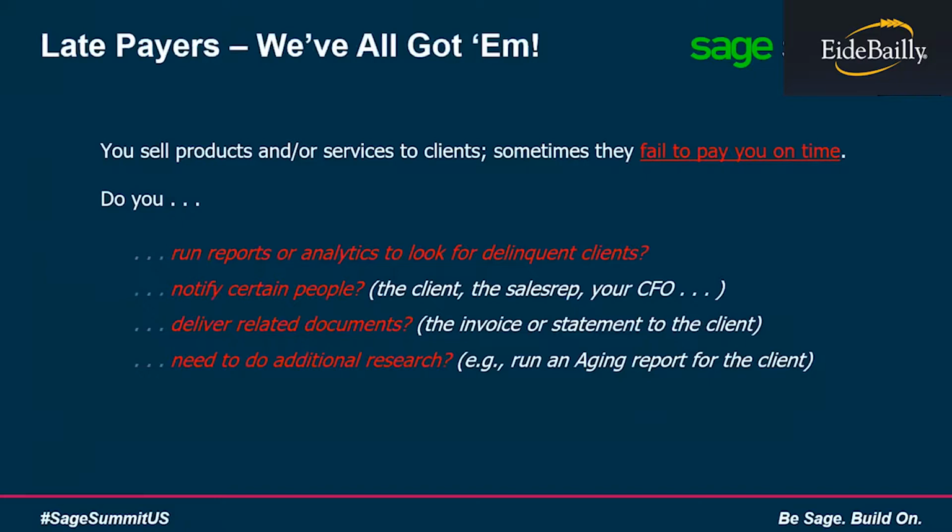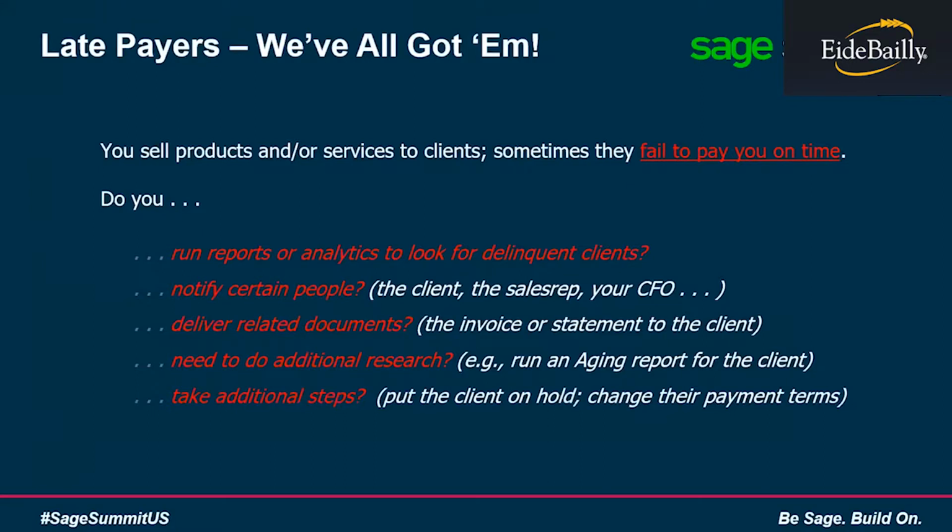For example, if a client has one invoice that's past due, what does the rest of their AR situation look like? You might wish to run an AR aging report for that delinquent client and automatically deliver that report to that client's sales rep. And finally, if a client is past due, are there additional actions that you need to take? For example, do you want to put that client on credit hold? Or perhaps you want to change their payment terms to pay in advance. Now, if you answered yes to any of the above 5 items in red, do you do any of these things when a client is delinquent in paying for a purchase that they've made from you?